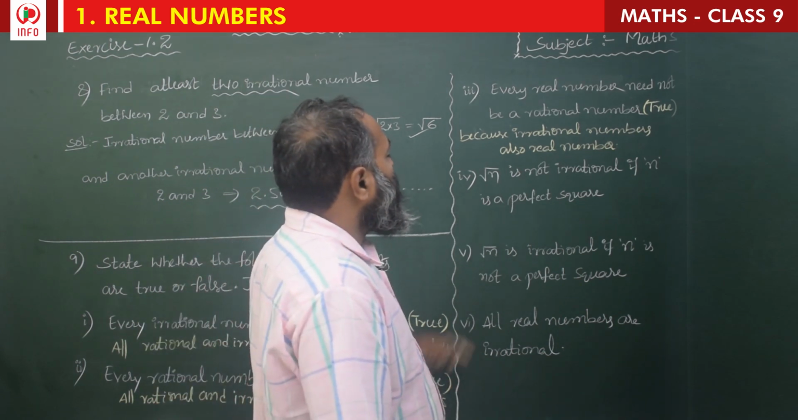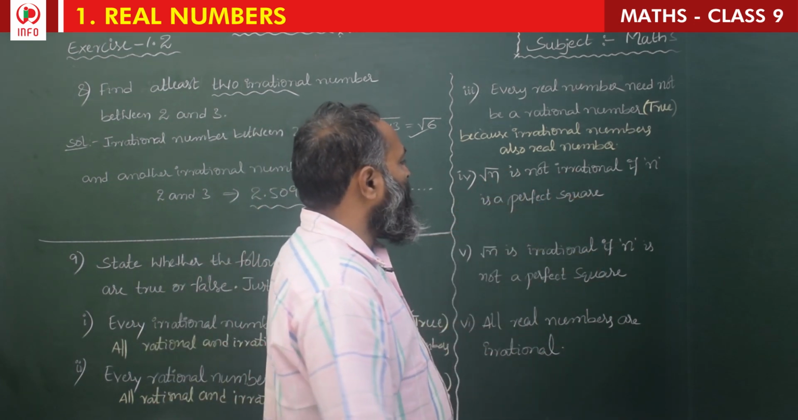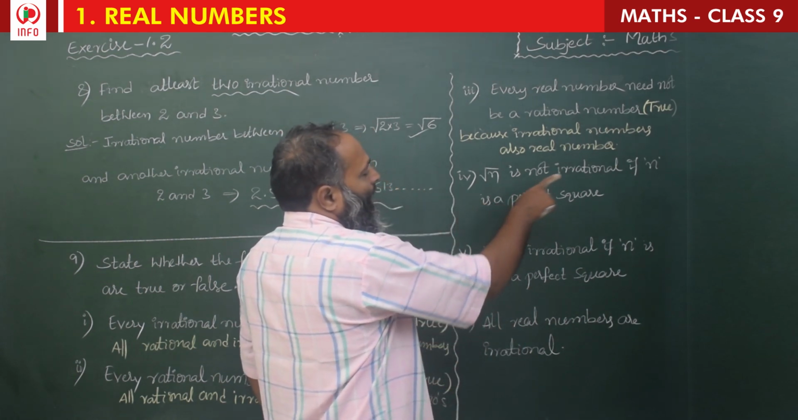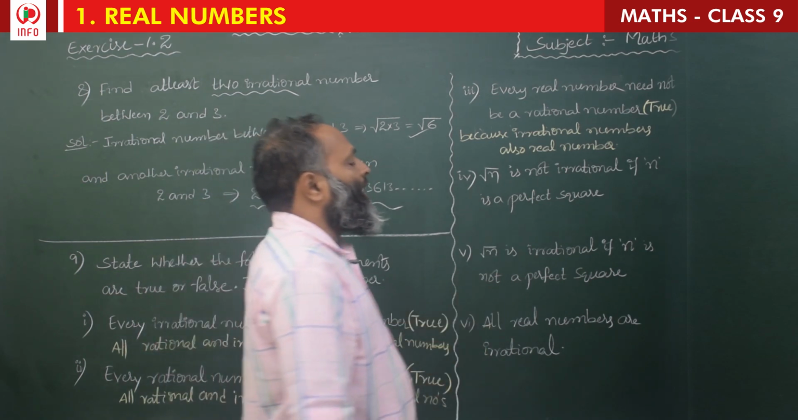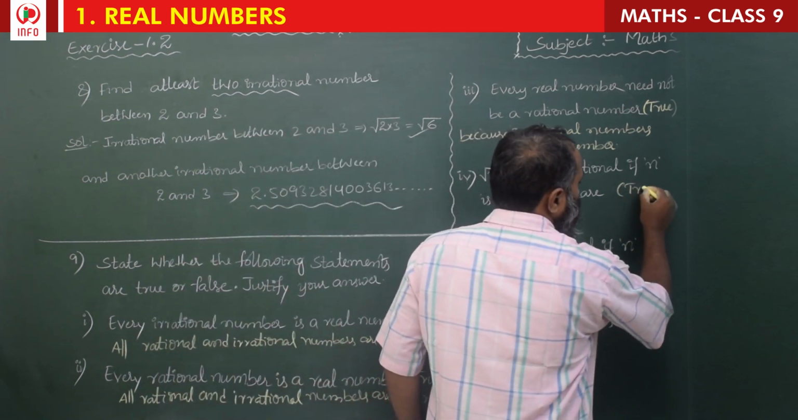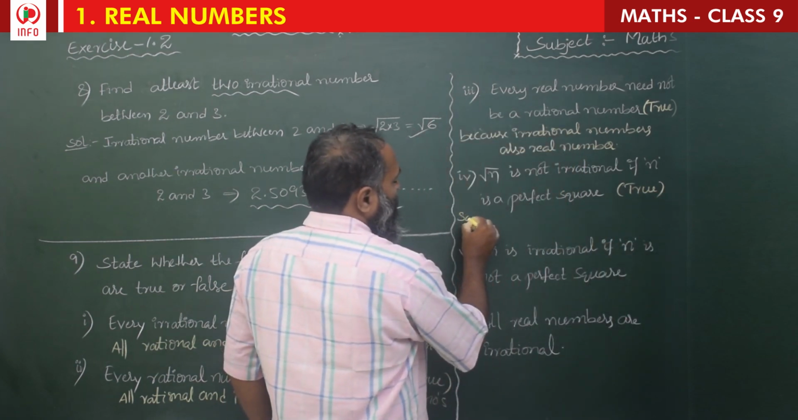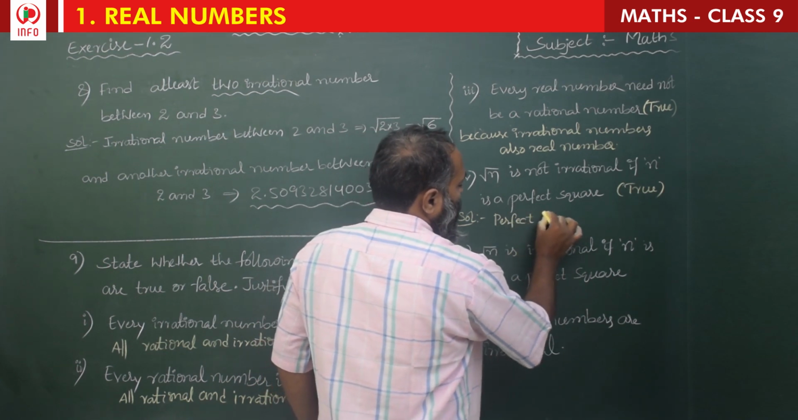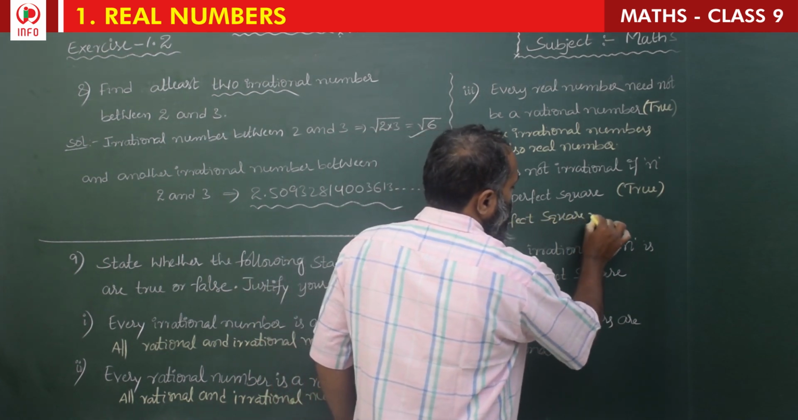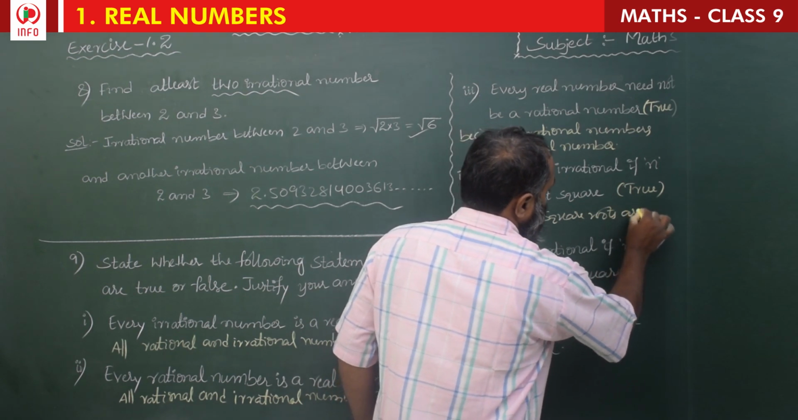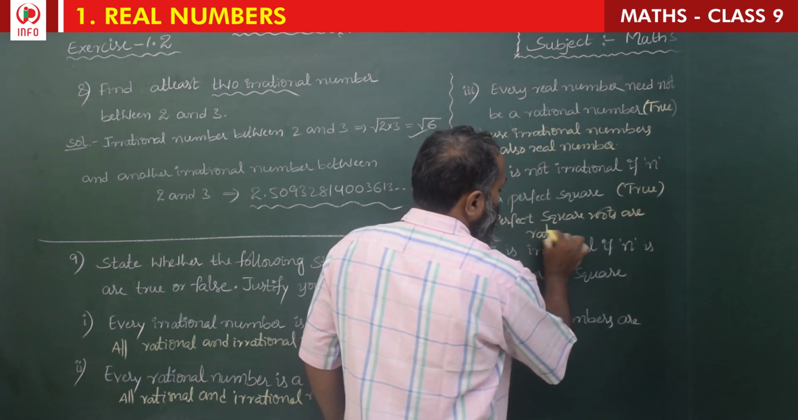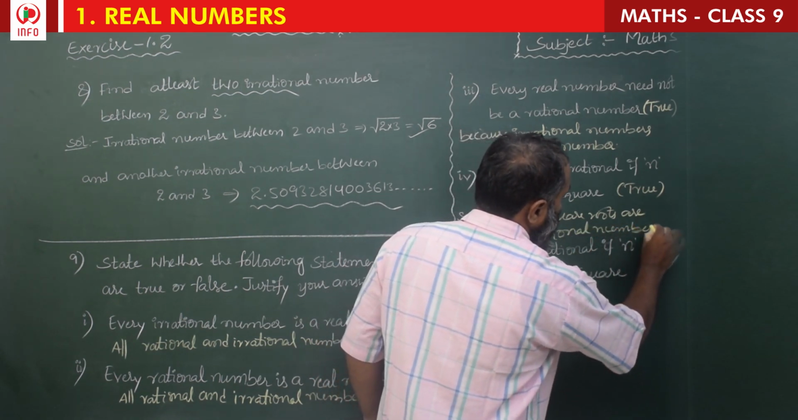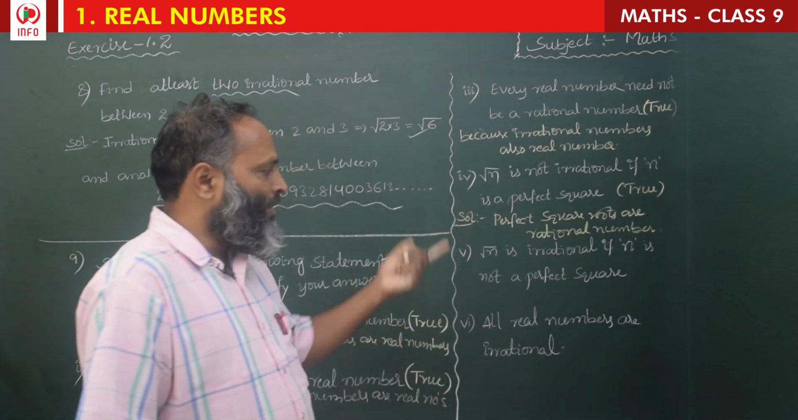Okay. Root n is not irrational if n is a perfect square. Yes, it is correct. This is also true. Why is it true? Square roots of perfect squares are rational numbers. So that is why it is true. So it is not irrational, it is a rational number.